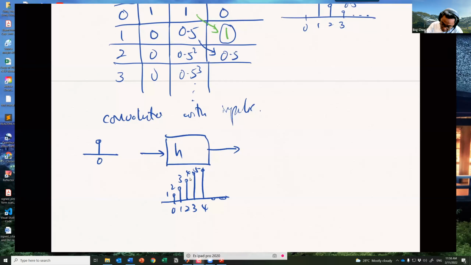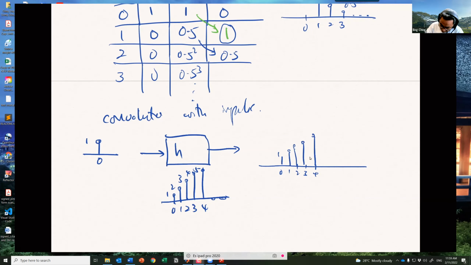At time 0, what will happen? In my output, guys, can you all help me? If I send an impulse and nothing else, what will I get? Benedict? The first one will be a value of 1, is it? Yes, correct. In fact, I will exactly get the same thing again, right? Agreed? So when something is convolved with an impulse, we get that something.